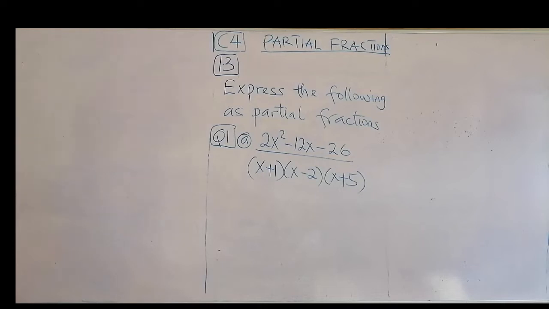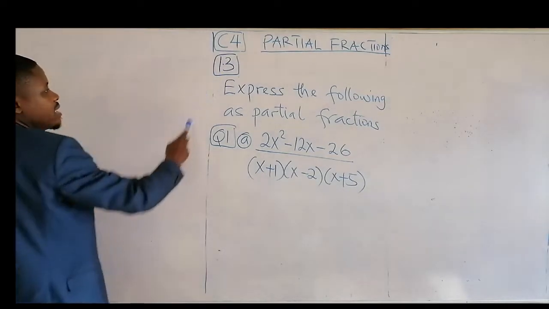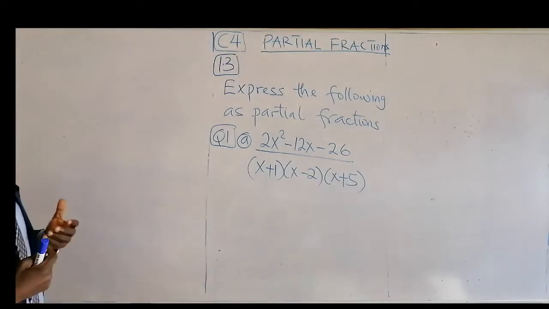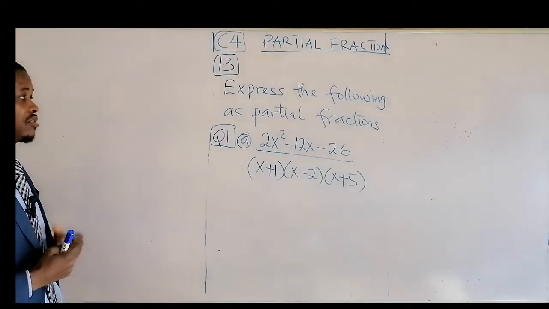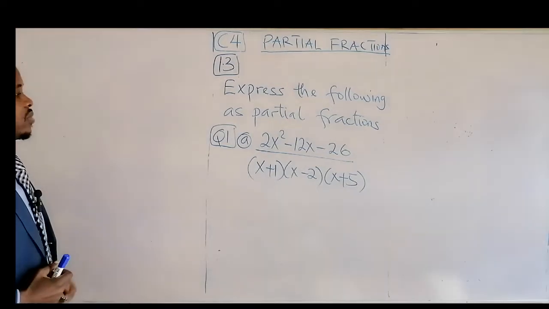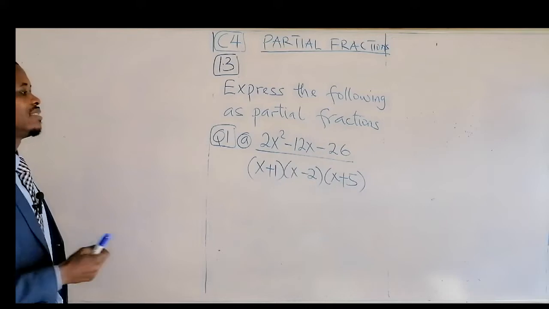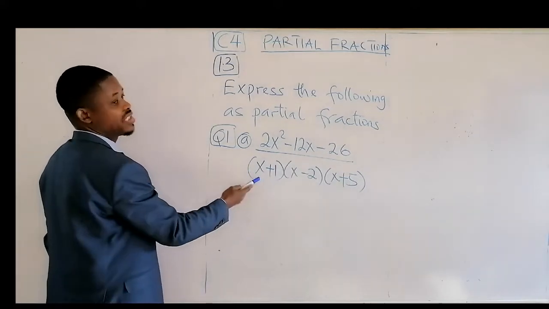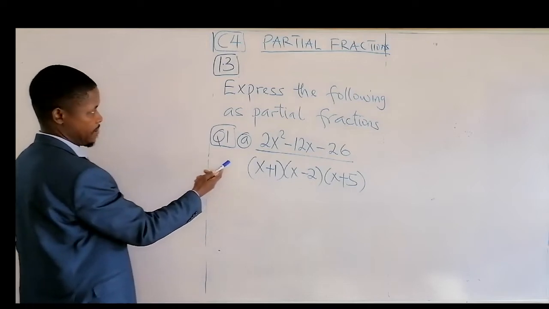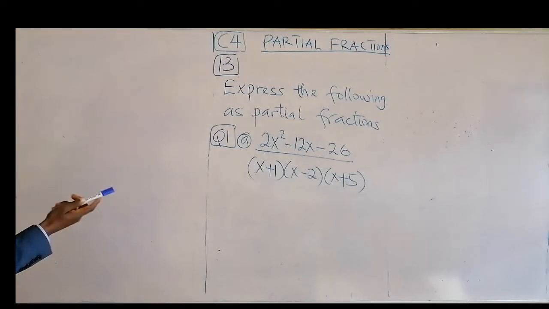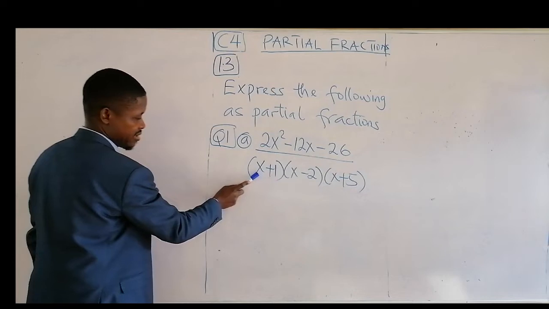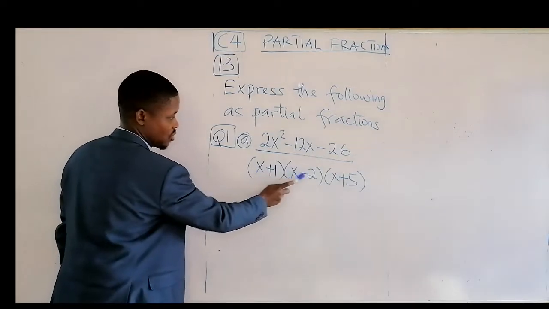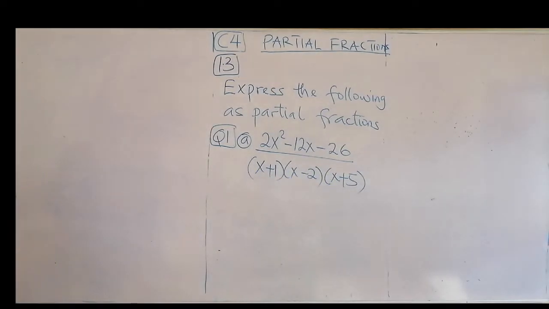Welcome back to section 1.3, and we are looking at partial fractions, still on partial fractions. We're looking at the cases whereby the denominator has more than two linear factors. And you can see this question now. Express the following as a partial fraction. You can see there's a first linear factor, the second one, the third one. So what do you do in this case?